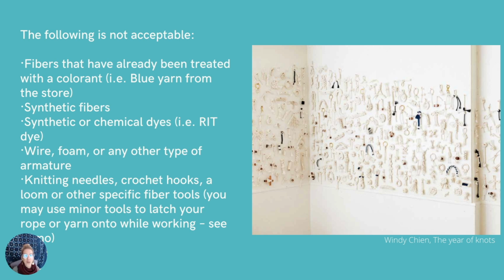So again, what is not acceptable in this project? Fibers that have already been treated with a colorant, blue yarn from Michael's, synthetic fibers, nylon, polyester, rayon, synthetic or chemical dyes, RIT dye, for example, any type of wire, foam, or any other type of armature that you will shape your project around is not acceptable.